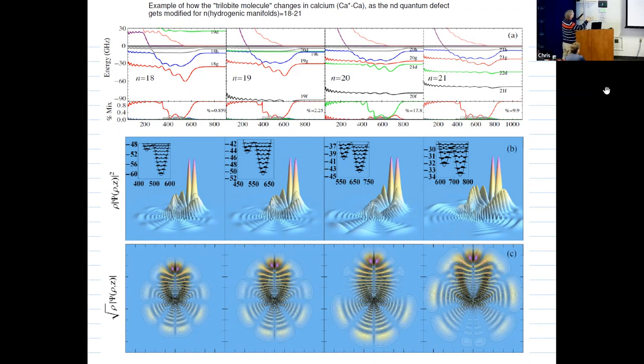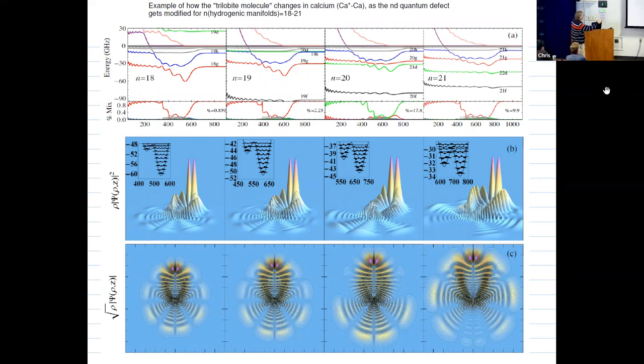So here for this state, the D state is slightly above threshold. For n equals 19, it's slightly below. You can see some changes in the potential. They're not so dramatic between 18 and 19. But for n equals 20, they start to look quite different. Now the D state is even the lowest.